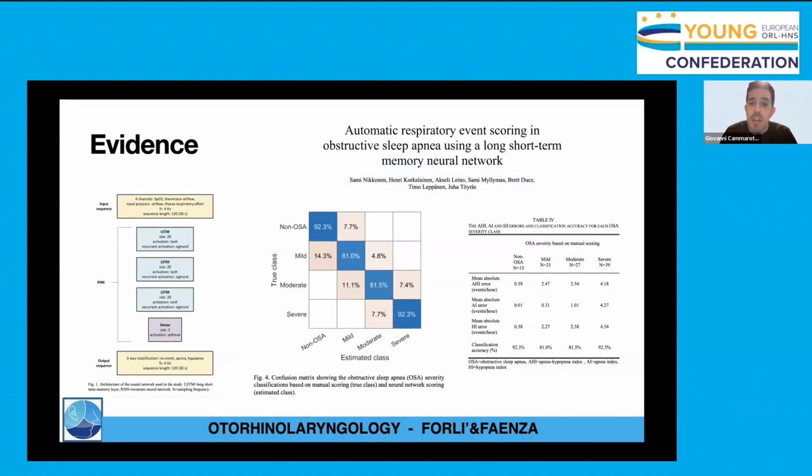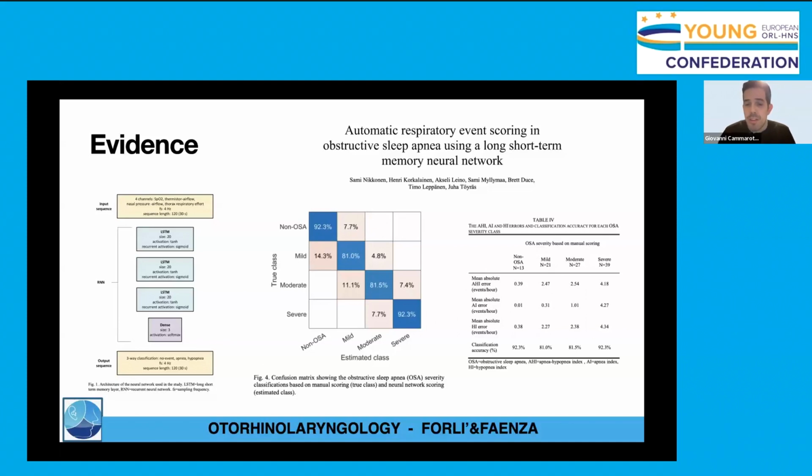This paper by the group of Nick Conan evaluated the capacity of an artificial intelligence model to score obstructive sleep apnea events on PSG recordings, and basically they saw that the accuracy, which is a measure of the capacity of prediction of the events, was very good in differentiating non-OSA from OSA, and also in detecting severe OSA. It was lower for mild to moderate OSA because the range of severity is different.